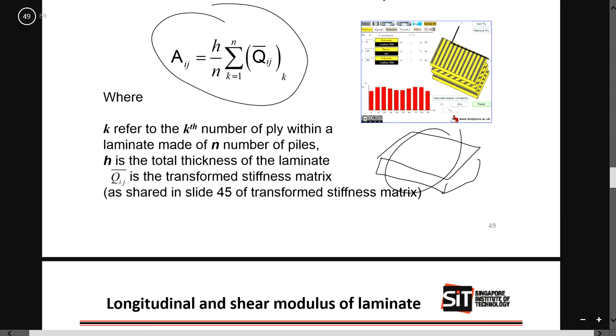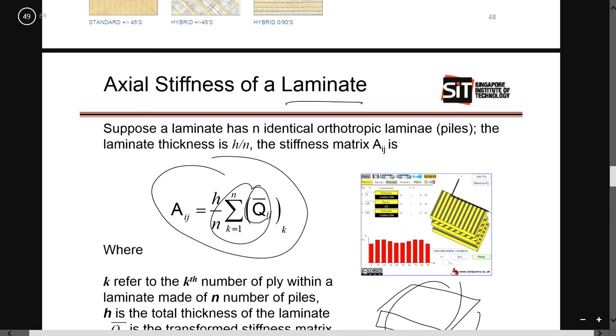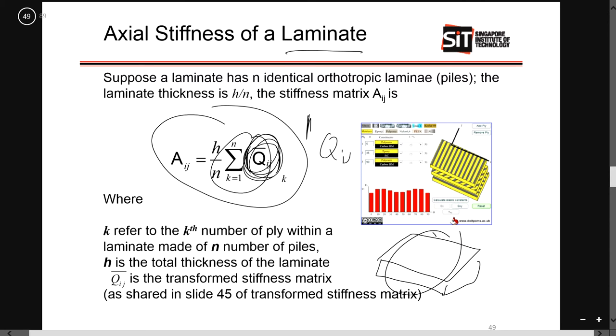So the summation of Q bar ij is actually your transformed stiffness matrix. If you only have one layer, then it's simply the Q bar ij of this piece of core. Then you multiply with h divided by n. Your h is the total thickness of your core. In case you use a core instead of a laminate, then divide by the number of plies, which is only one ply. So it's the total thickness of your core times your Qij, and you'll get your Aij.